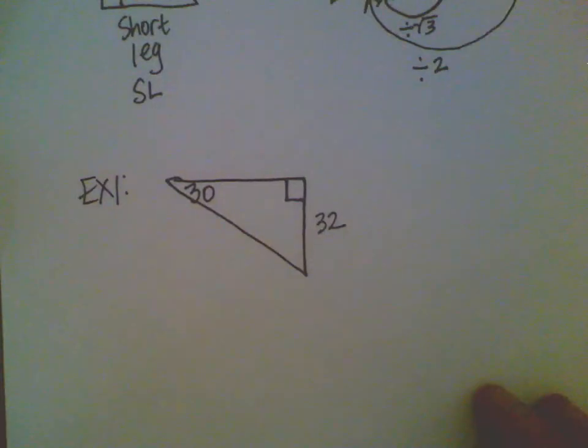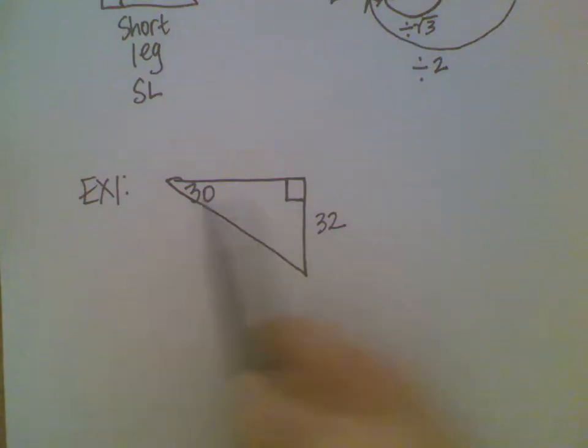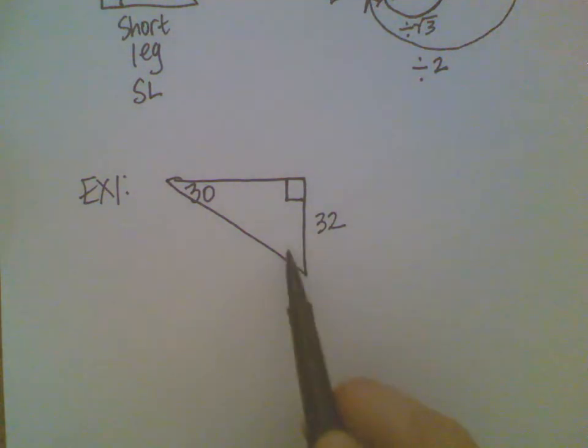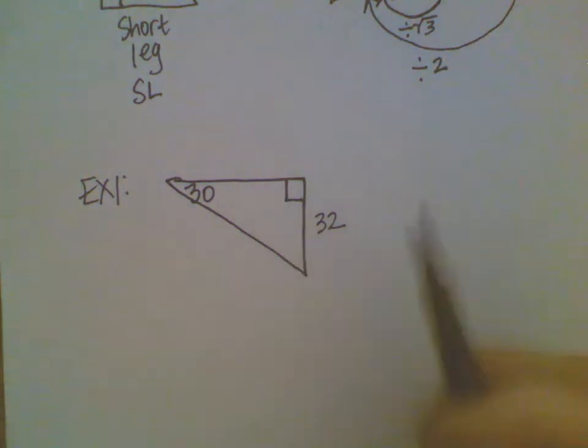Okay? So I only know the 30 and the 90, and that's enough for me to assume that this is a 30, 60, 90. Again, 30 plus 90 is 120. And so this last angle has to be 60 because 120 plus 60 would be 180.